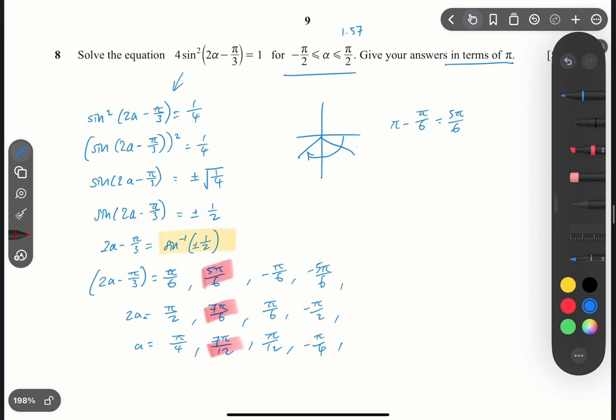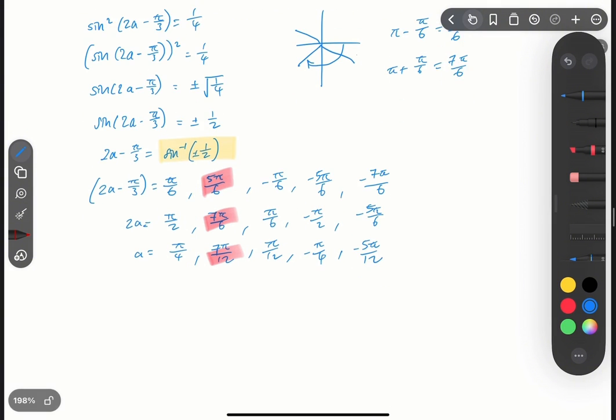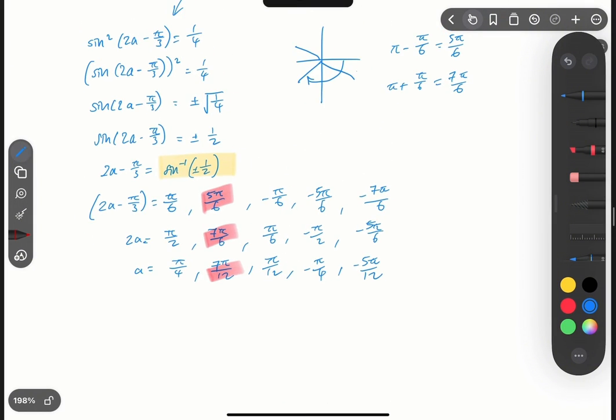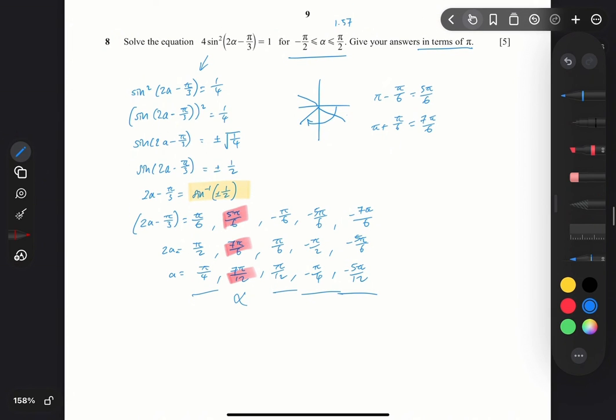And then you need to find the third quadrant, which would be pi plus pi over 6, which is 7 pi over 6. And since it's negative quadrant, just add a negative sign, and this is also in the range. So you have 4 answers in total. 1, 2, 3, 4. This answer should not be part of your answer because it's not in the range.